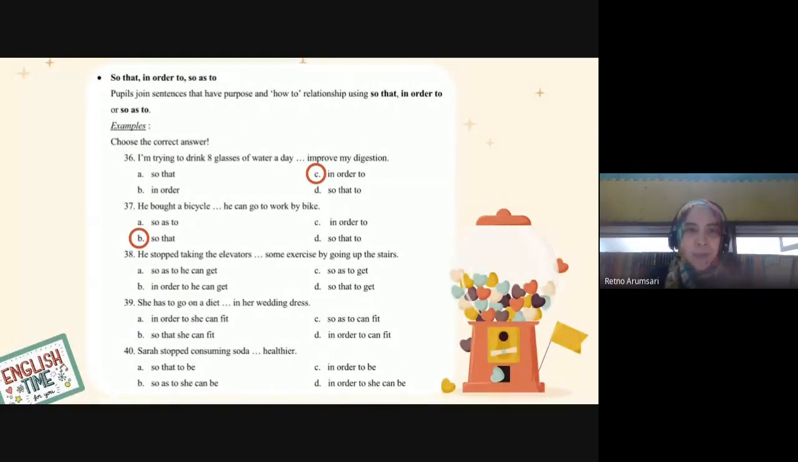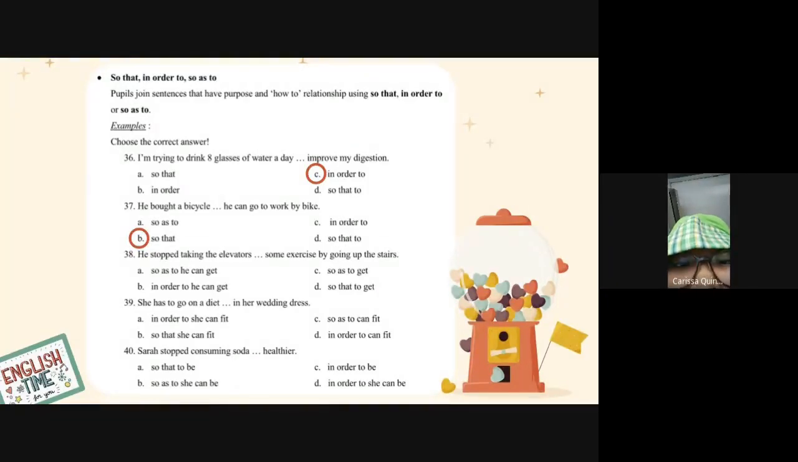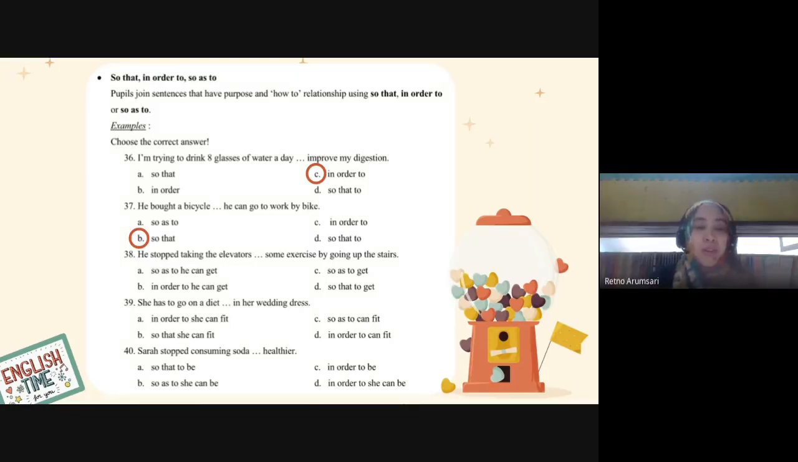Let's go to Quinza for 38. He stopped taking the elevator so as to get some exercise by going up the stairs. So as to get. Yes, that's right. That's the answer, Quinza. Why is A wrong?